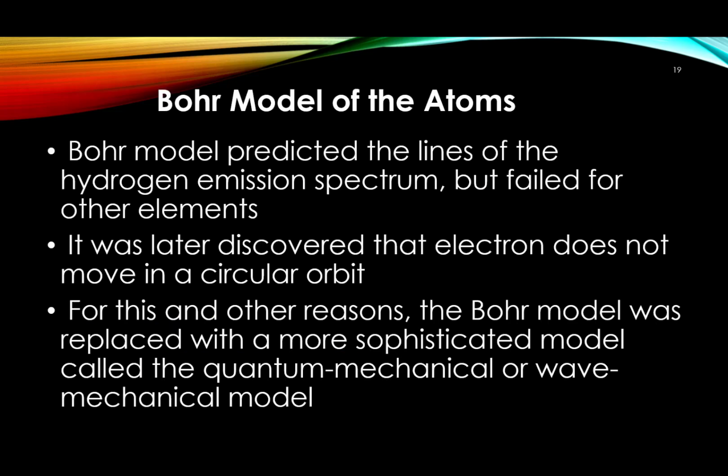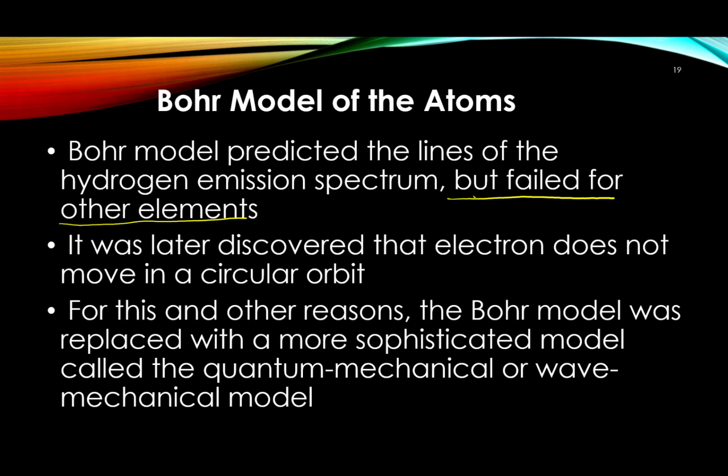All right. Now, the problem with the Bohr model was that it only worked for hydrogen. The Bohr model did not work for any other element, just for hydrogen. Why? Because hydrogen only has 1 electron. If you look at the periodic table, hydrogen has only 1 electron. And since it only had 1 electron, it only worked for hydrogen. But for all the other atoms that had 2 or more electrons, it did not work.